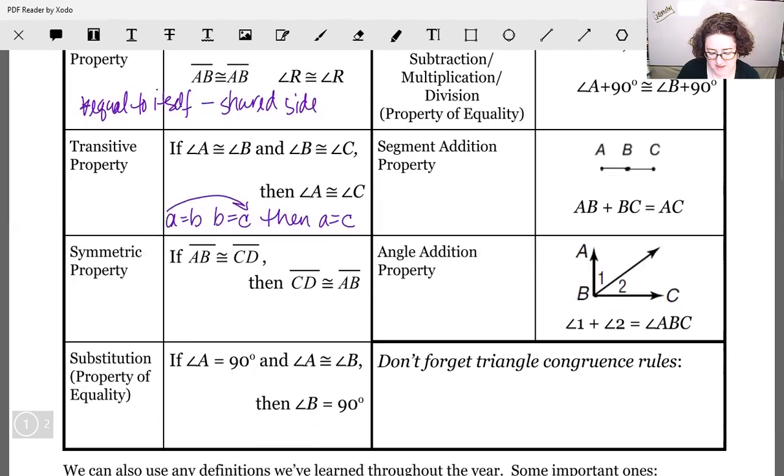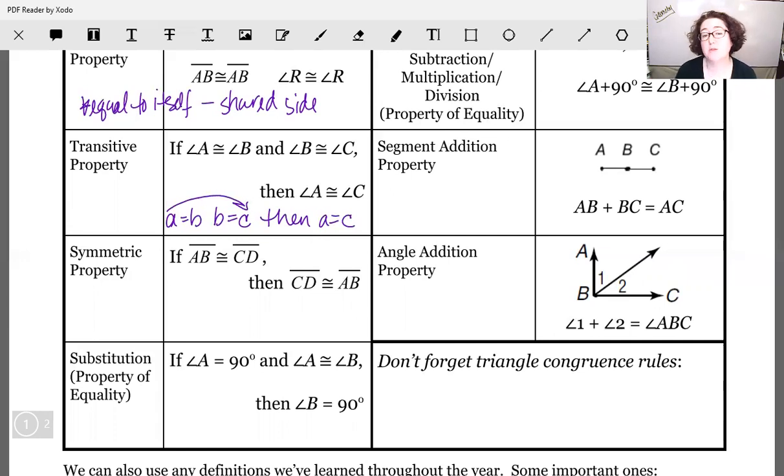Okay, the fourth one that's related to this, and we've actually already used it before, is the substitution property. Anytime we rewrite something or we substitute one measure in for something that we know is equal, we're using the substitution property. We did this in proofs when we were looking at parallel lines, and it's definitely going to pop up again in some examples here.